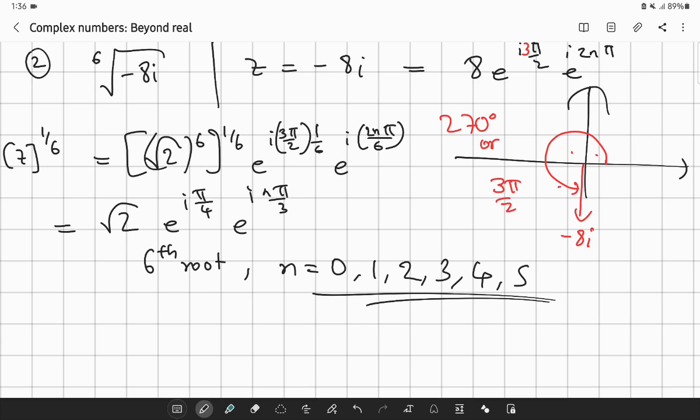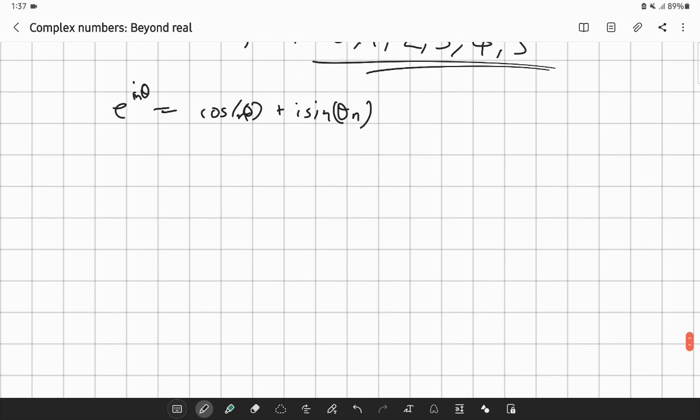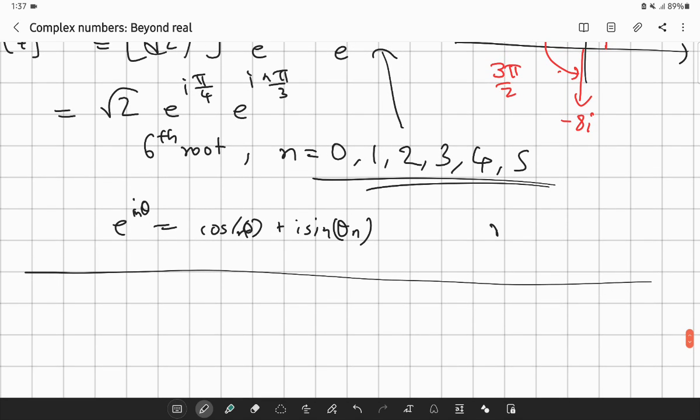I have 6 values. And if I substitute n inside here and use Euler's formula, e raised to i theta equals cosine theta plus i sine theta, I'll add an n here. So if I substitute for n equals 0, 1, 2, 3, and so on, I'll get my result. And if you want to check your results, you can plug your values in the calculator. Your calculator won't lie, at least if you remember to use radians or degrees and stick to them. And you can continue as before.